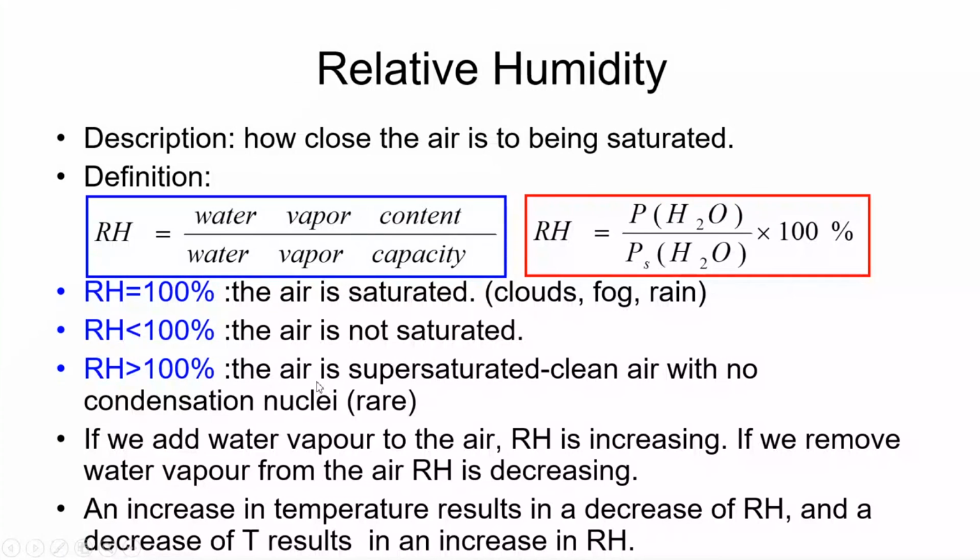This is a rare phenomenon because for condensation, a few nuclei are required. Only then does condensation take place. Sometimes at very high altitudes, like in the stratosphere, where the pressure is low but the air is very clean, more than 100% saturation can happen because there are no nuclei or dust particles available for precipitation.